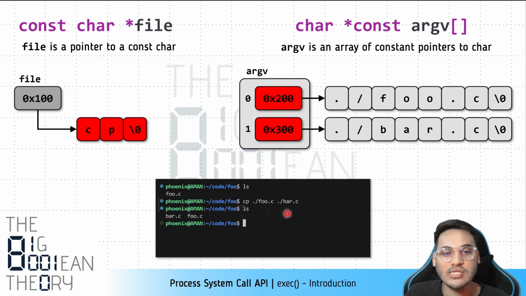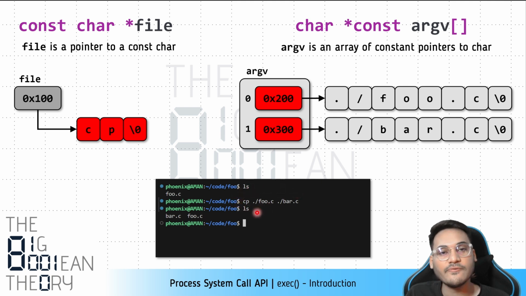So this command is basically saying copy the contents of the file foo.c, which is in the current directory, to a new file in the same directory, and the name of the new file will be bar.c. After the copy command has been executed, I have listed out the contents of this directory once again. You can see we have a bar.c file, and obviously the contents of this file will be the same as foo.c. So why am I talking about this Unix shell and this command?